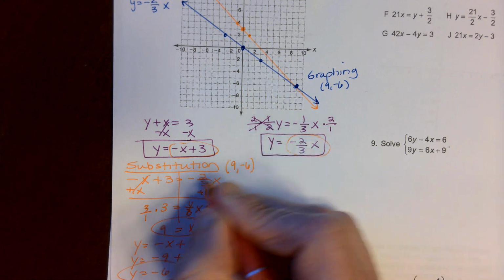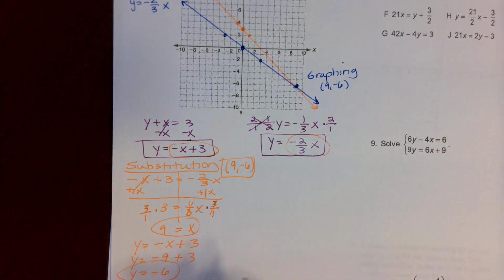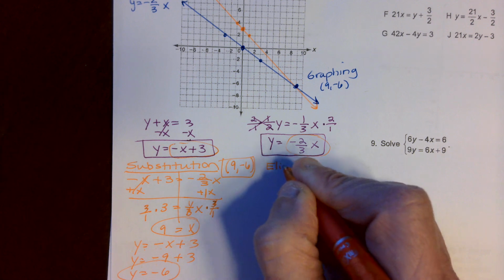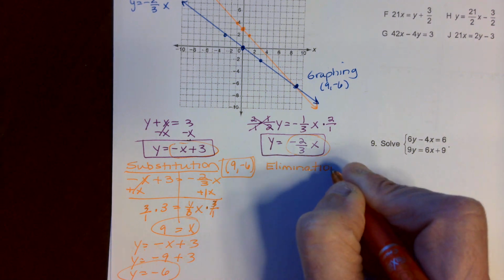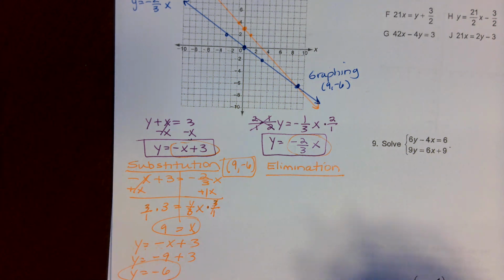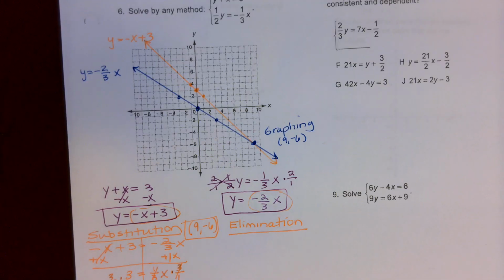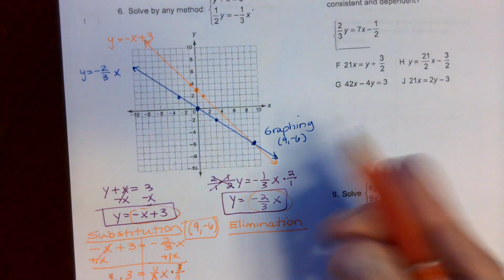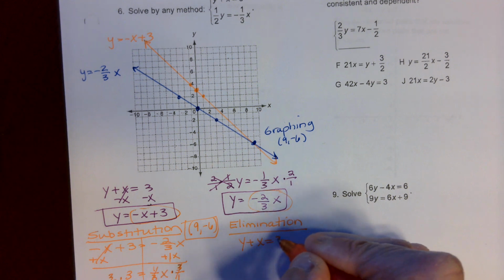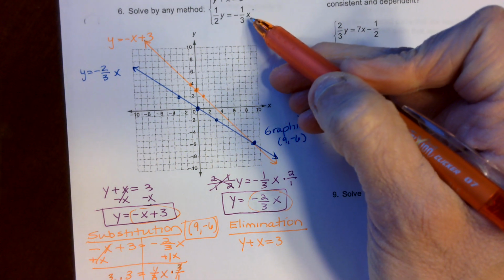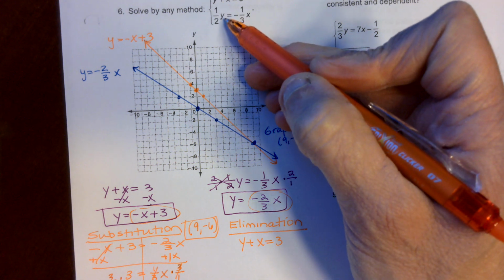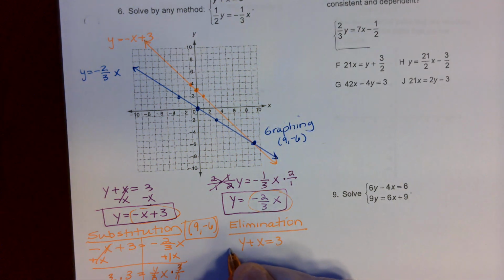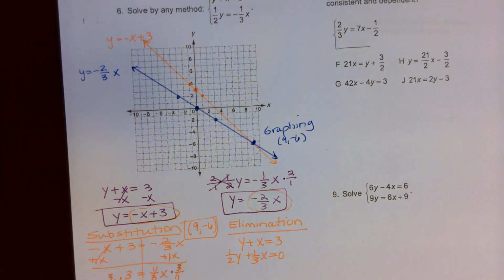Yay! That one worked. Now, last but not least, elimination. So again, you only had to do one of these. They're set up again here, but we need them in standard form. So here's the first one in standard form, y plus x equals 3. And then I need this one in standard form, so I'm just going to move this over here. So I'm going to get 1/2 y plus 1/3 x equals 0. I just don't like those zeros, but it's okay.